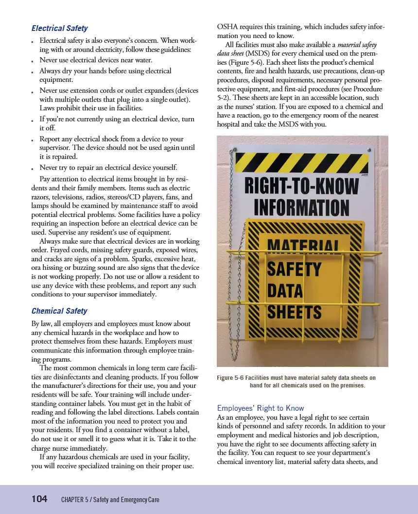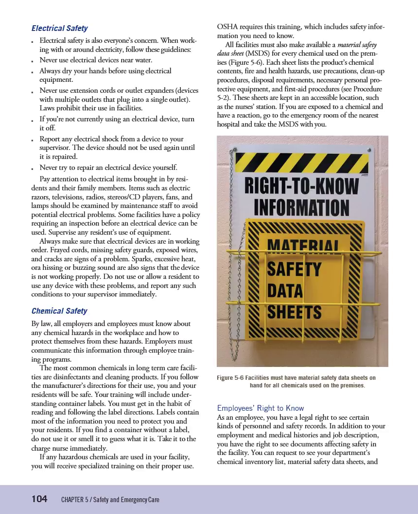You must get in the habit of reading and following the label directions. Labels contain most of the information you need to protect you and your residents. If you find a container without a label, do not use it or smell it to guess what it is. Take it to the charge nurse immediately. If any hazardous chemicals are used in your facility, you will receive specialized training on their proper use. OSHA requires this training, which includes safety information you need to know.